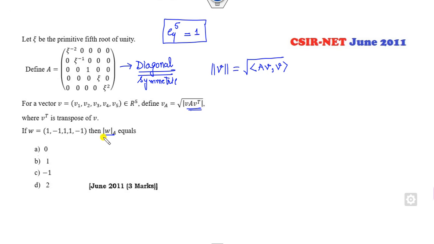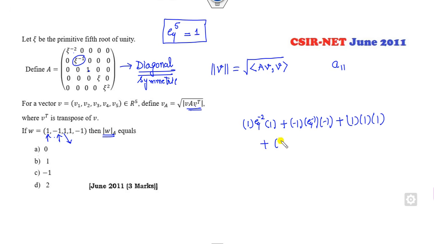Now how can you find W? Since W is given to you, you have to find this value. Very simple. Look at the first element, A11, so take the first element into xi to the power minus 2, with transpose again the first element. Plus A22, take the two elements, xi to the power -1 and -1. Plus A33, which is 1, so 1, 1 and 1. Similarly for this one, xi, 1. And the last one is -1, xi square, -1.